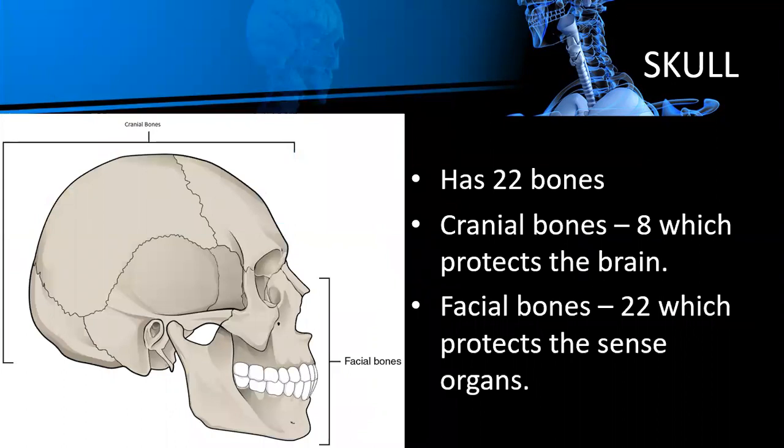Skull. It houses and protects the brain. The skull is made up of 22 bones. The 8 bones join together to form the cranium and are called cranial bones. It is the cranial bones which protect the brain. They are interlocked with each other and cannot move. The other 14 bones give us the facial features and protect our sense organs and are called facial bones. The lower jaw is the only movable bone of the skull.